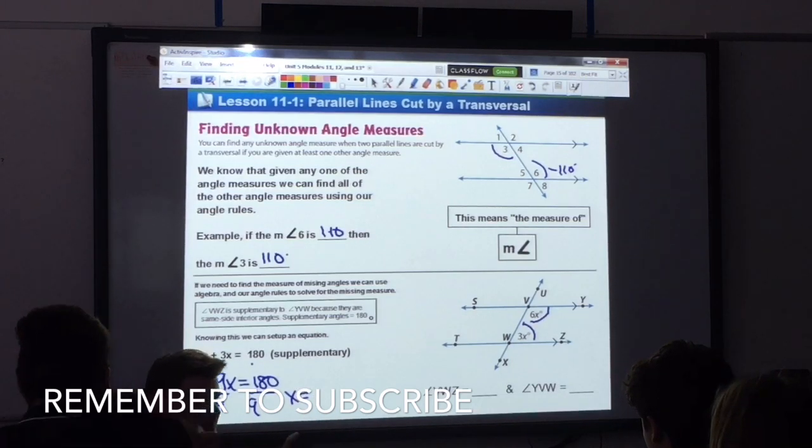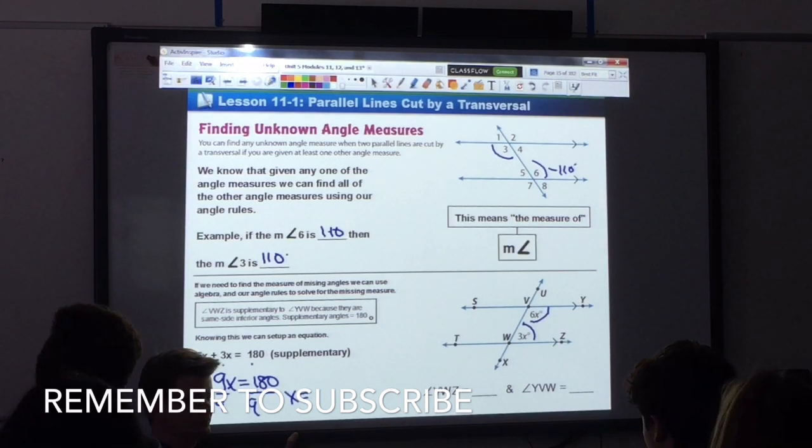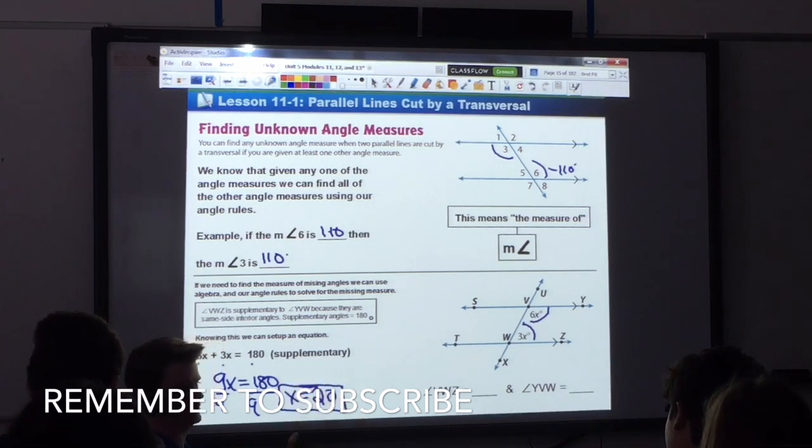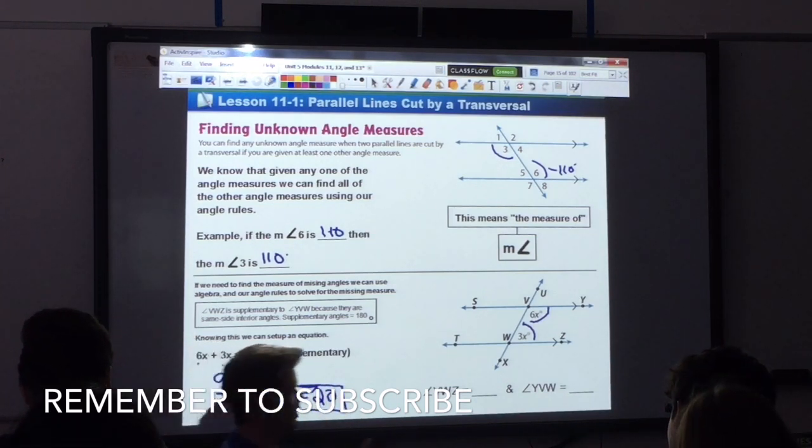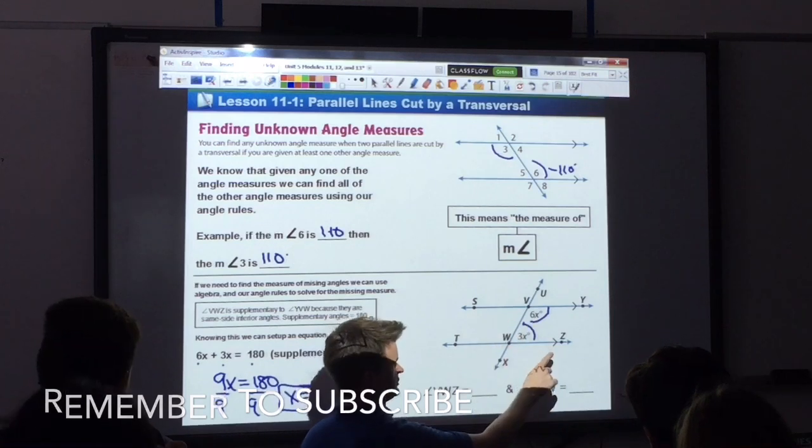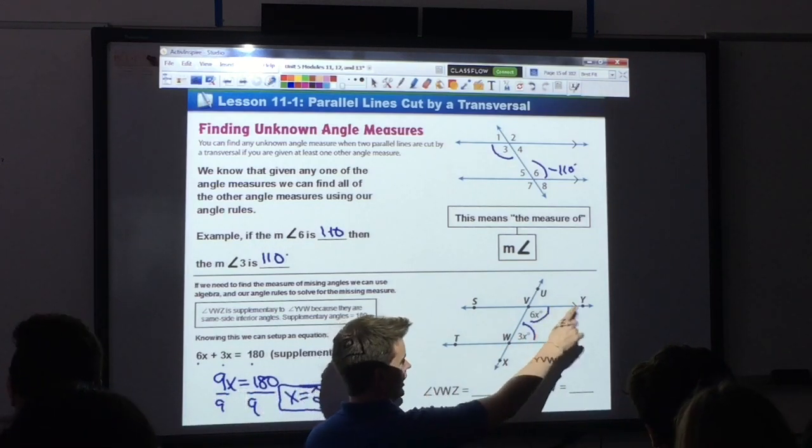Divide 180 by 9. What's x equal? Anybody? 20. So x equals 20. But is that my answer to this question? No. It's asking me what is the measure of angle VWZ and the measure of angle YVW.